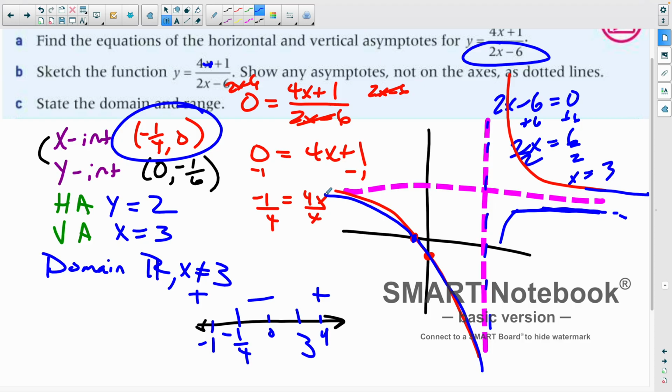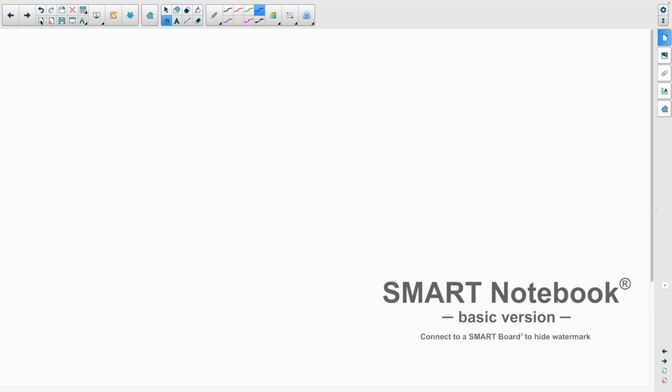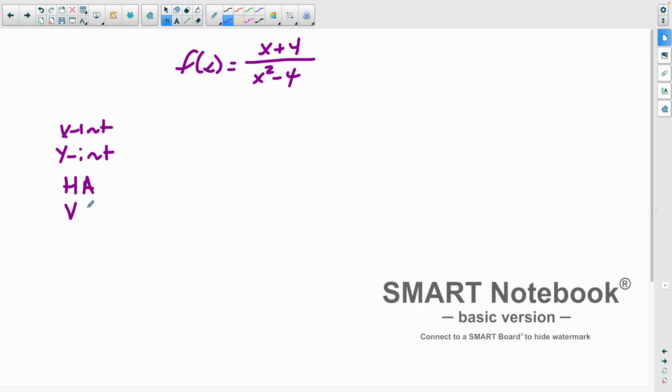Here's what I'd like for you to do. I'm going to give you about a minute. I want you to write that problem down there: x plus 4 over x squared minus 4. I want you to find me the vertical asymptotes, horizontal asymptotes, x-intercepts, and y-intercepts.